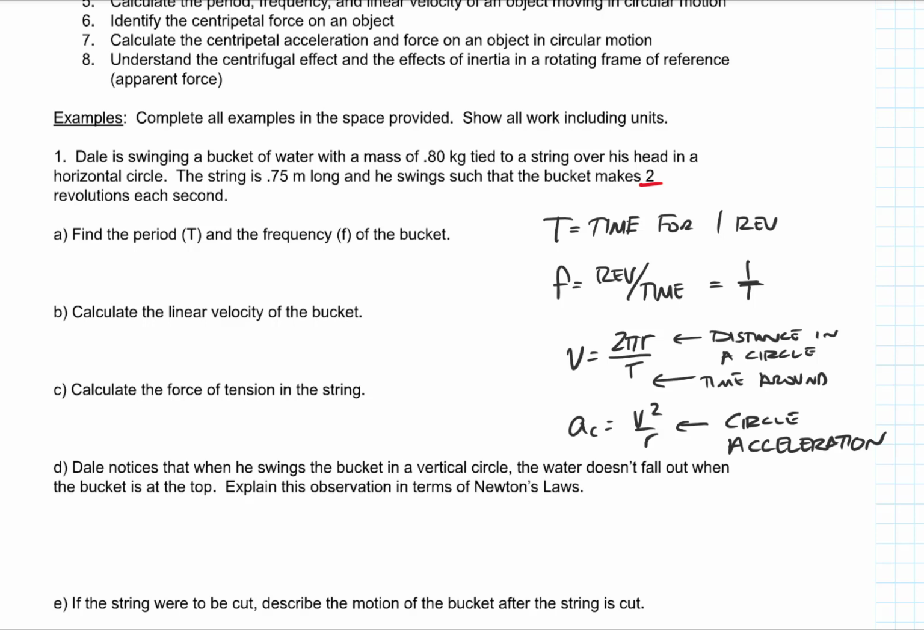So let's look at part A, find the period and the frequency of this bucket. So, the bucket makes 2 revolutions each second. That's telling me how many revolutions per unit time. My frequency is 2 revolutions per second. The period is the inverse of that, so it's 1 over the frequency, 1 over 2, so it's half a second. If I want the velocity of the bucket, it's going to be 2 pi r over the period.